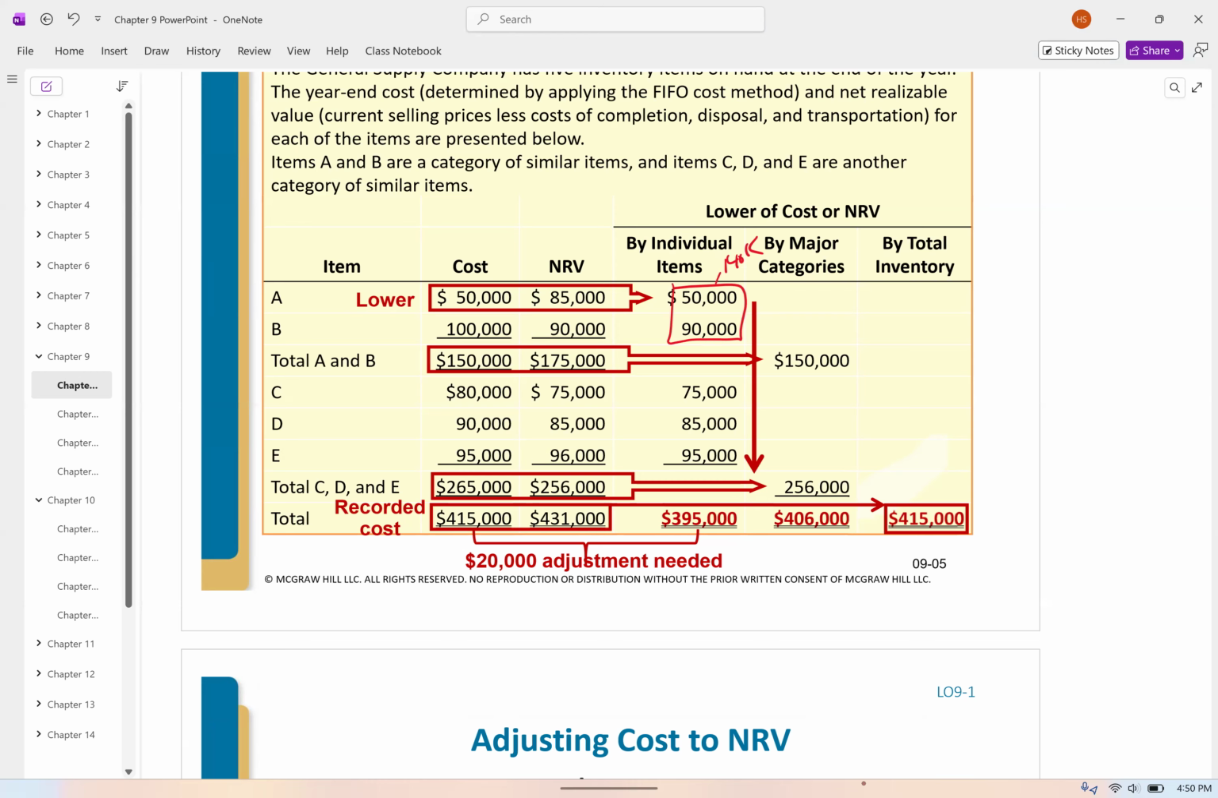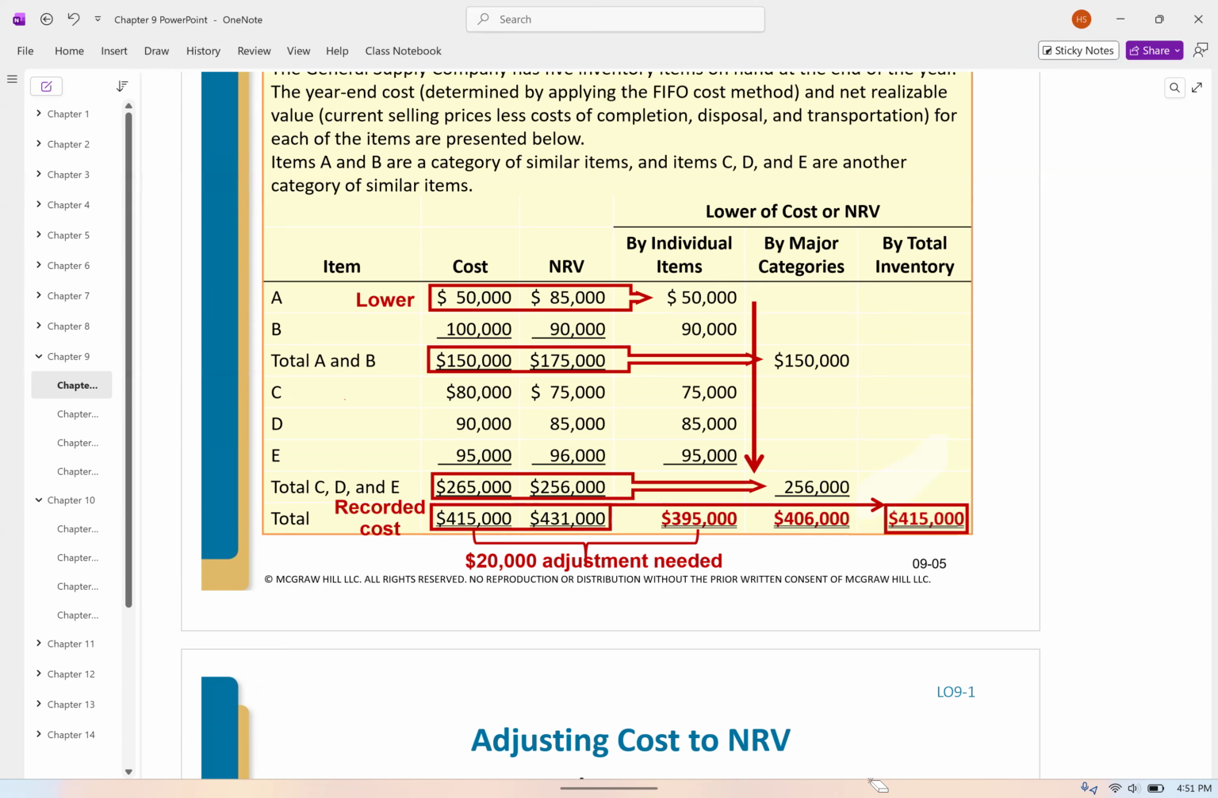So we're going to do the same with C, D, and E. We look at their totals. We have a net realizable value of 256,000. Cost, we're carrying it too high, so we're going to write it down to 256,000. We've got to write it down some. Now we're going to compare this number to the 415. They don't do the journal entry on these slides for all of those. It's the exact same journal entry, just your amount is going to be different here.